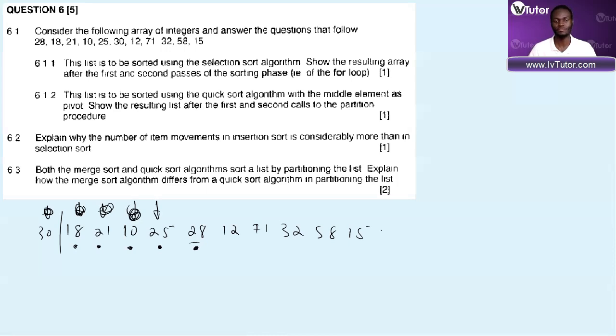Is 28 less than the pivot? Yes. Shift your small index and swap. Nothing changes. Is 12 less than the pivot? Yes. Shift your small index and swap. Nothing changes. Is 71 less than the pivot? No. Okay, move on. Is 32 less than the pivot? No. Okay, move on. Is 58 less than the pivot? No. Okay, move on. Is 15 less? Yes. So shift your small index and swap.